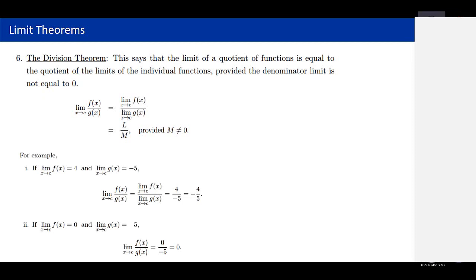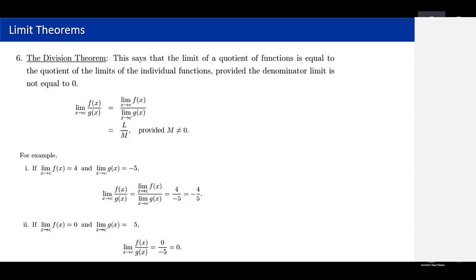This says that the limit of a quotient is equal to the quotient of the limits, provided that the limit is not equal to 0 sa denominator. Example ito. Provided na yung limit doon sa denominator is not equal to 0. M must not be equal to 0. Pag mag-equal sa 0, it means it is undefined. Or, the limit of f of x as x goes to c, as example, equals 4, and the limit of g of x as x goes to c is equal to negative 5, then the quotient is 4 over negative 5 or negative 4 over 5.